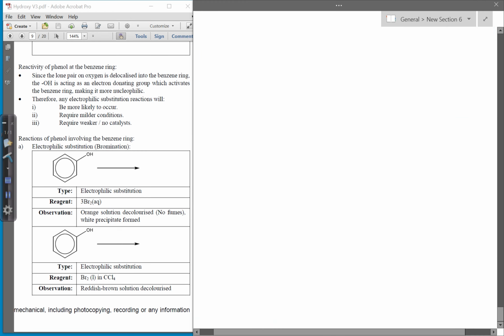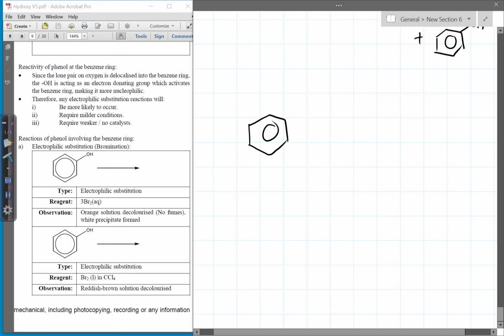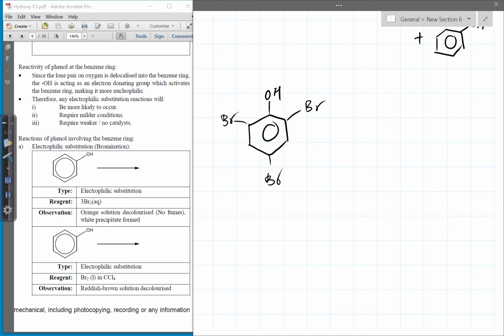So some reactions. First reaction is your bromination, right? You can perform bromination. You have learned this already, right? If you perform bromination with your aqueous bromine, you get the tri-substituted product. Okay, 2,4,6 tri-substituted product, and if you use Br2 in CCl4, you get the mono-substituted product, either the 2 or the 4, but it'll be more favorable at the 4 due to less sterics, right?